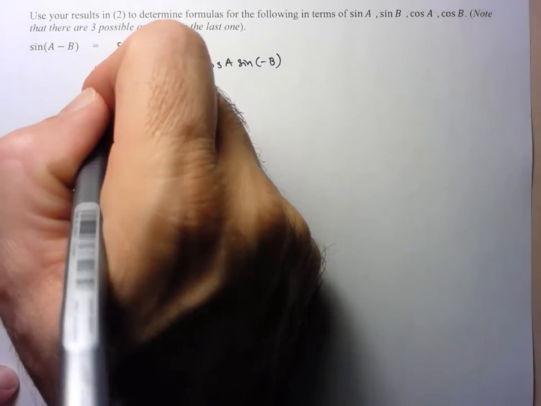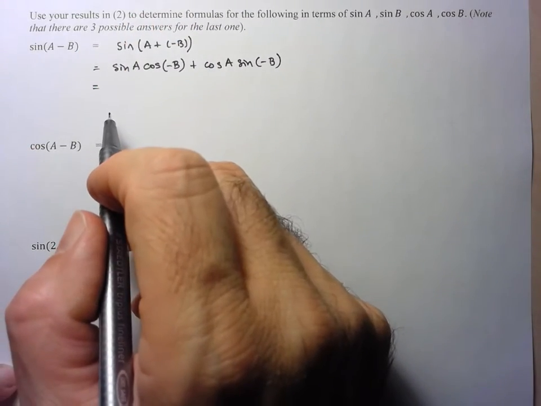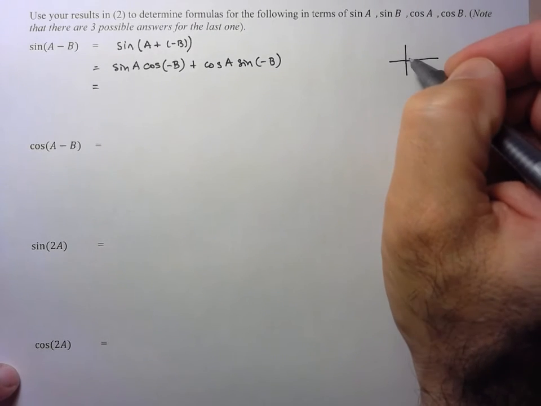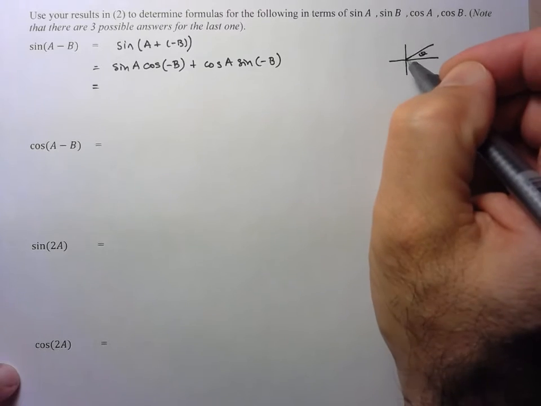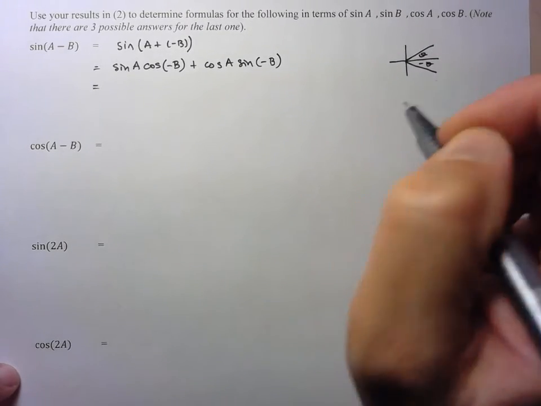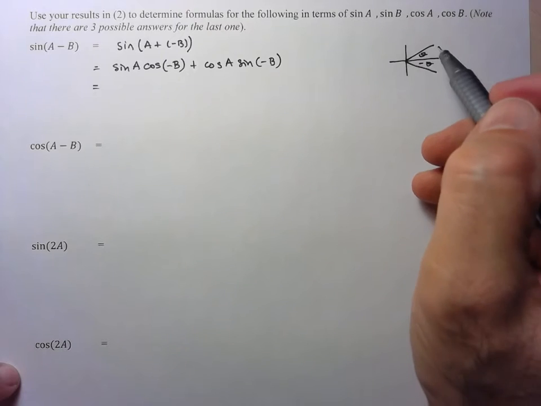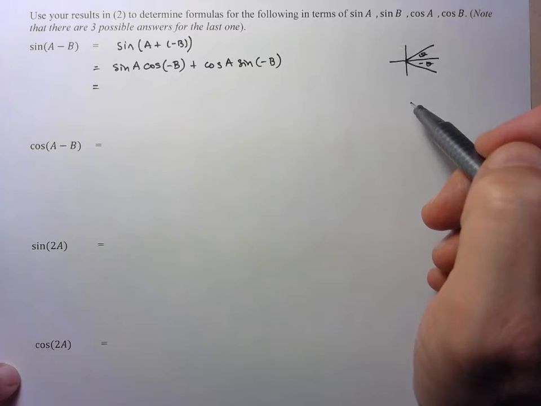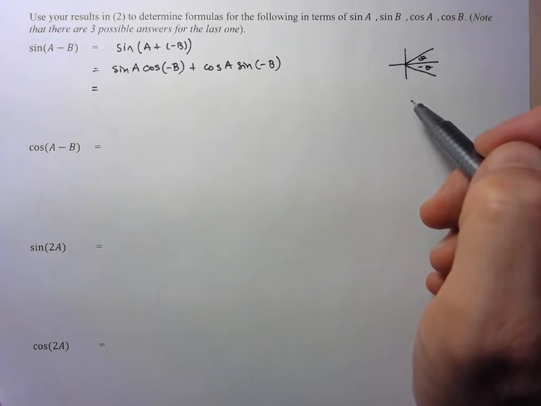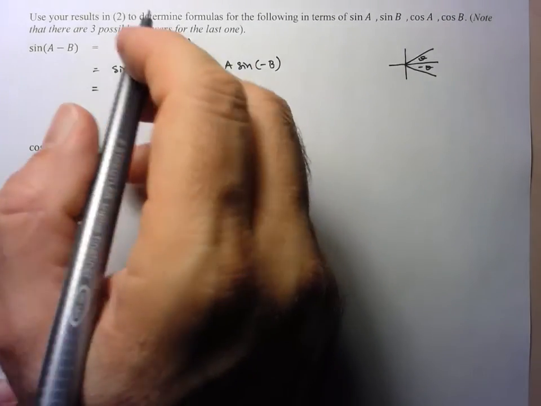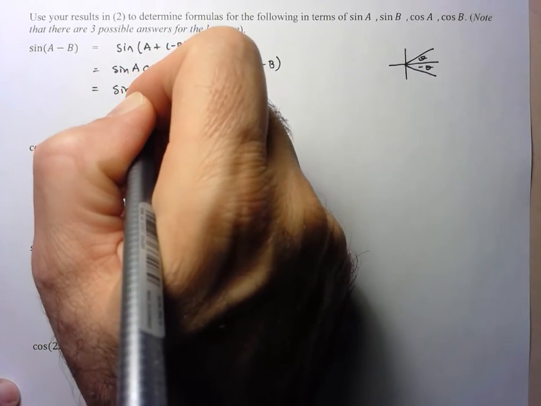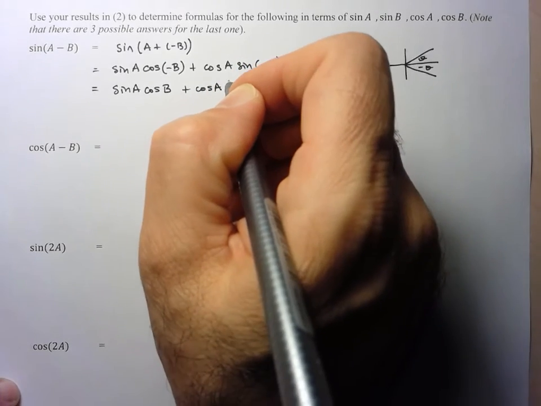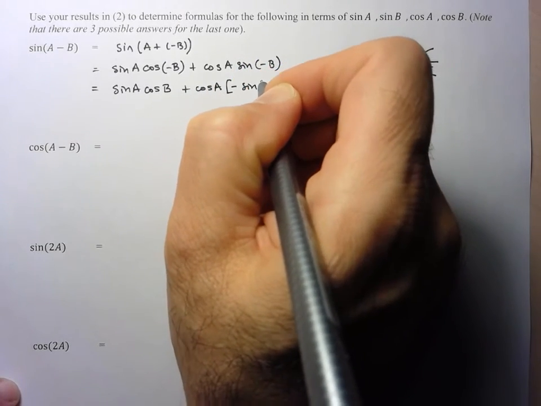Now, this is where we have to go back to some of our old identities. What we found were relationships between sine and cosine of some angle and the negative of that angle. And remember, we said that the cosine values would be equal and the sine values would be negatives of each other. Okay, our related angle identities. So cos of negative b is actually the same as cos of b, and sine of negative b is the negative of the sine of b.